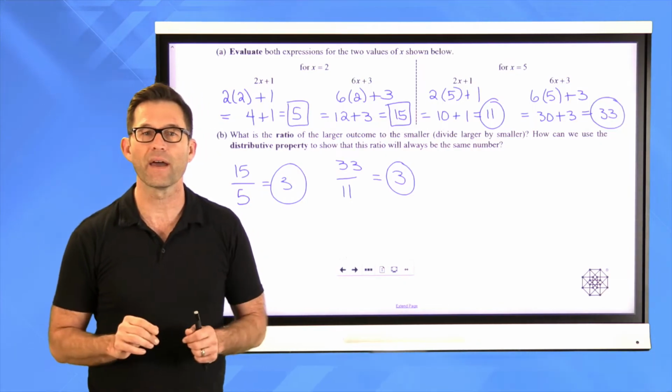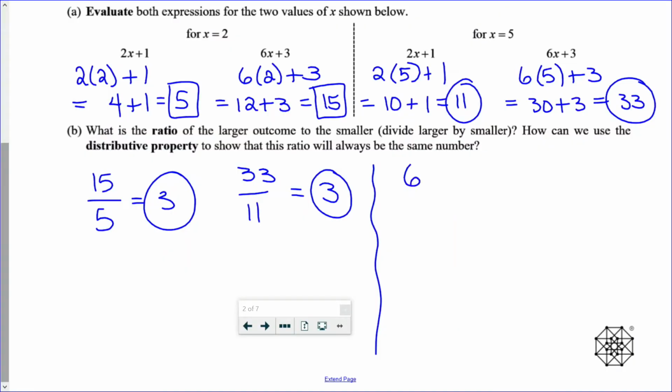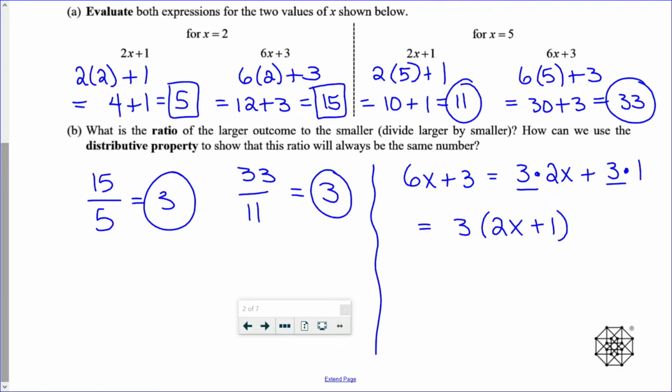And that's kind of the way that I'd like to look at it. So if we go to the board, right, I could write down 6x plus 3, and I could think to myself, well, 6 is 3 times 2, and then I've got my x coming along for the ride, and 3 is 3 times 1. So I can see that common factor of 3, and I can say, 6x plus 3 is just 3 times 2x plus 1. And there it is, right?